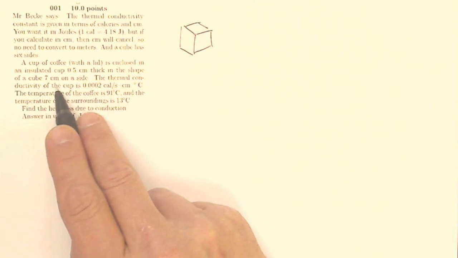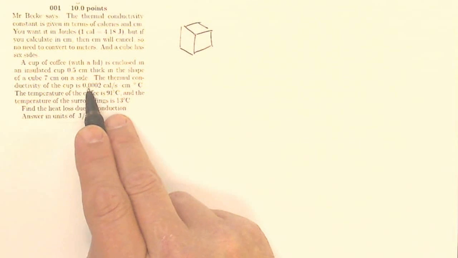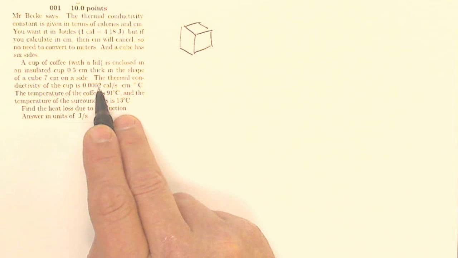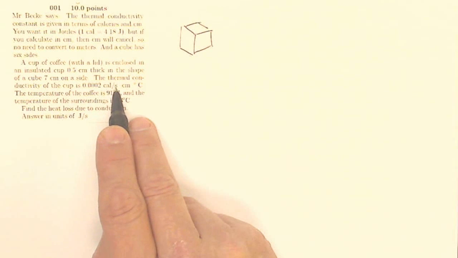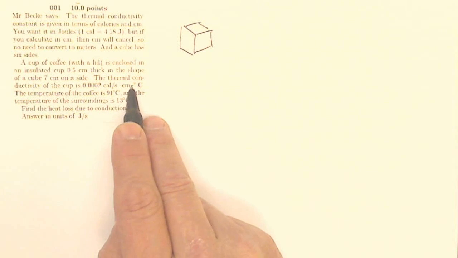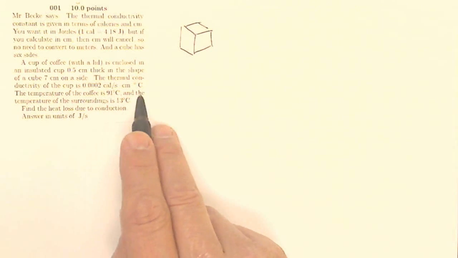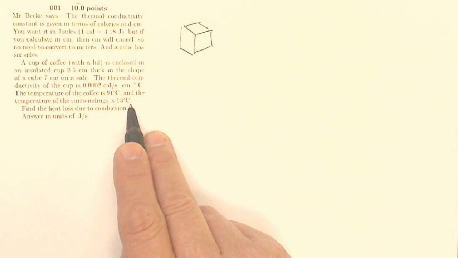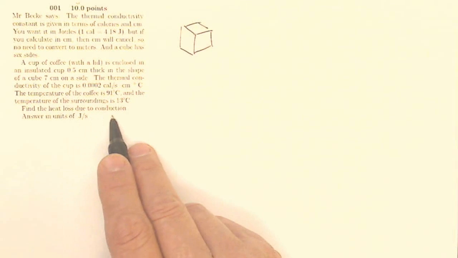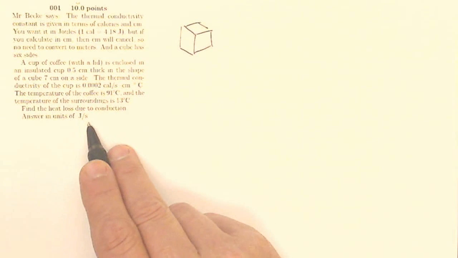The thermal conductivity of the cup is 0.0002 calories per second times centimeters times degrees Celsius. The temperature of the coffee is 91 Celsius and the temperature of the surroundings is 13 Celsius. Find the heat loss due to conduction. Answer in joules per second.